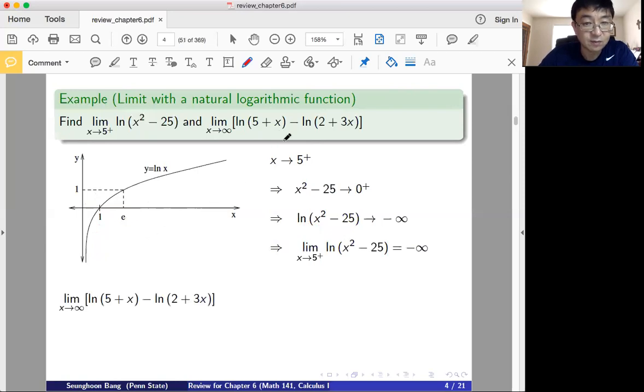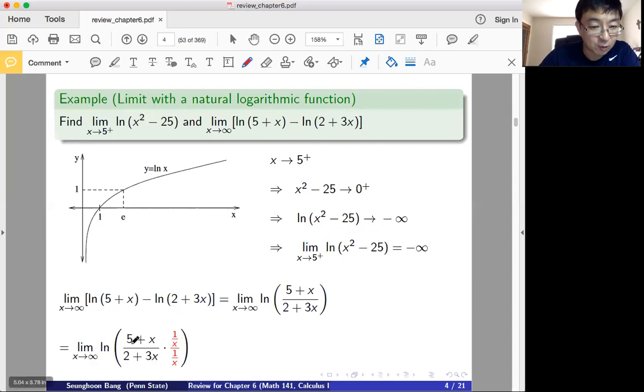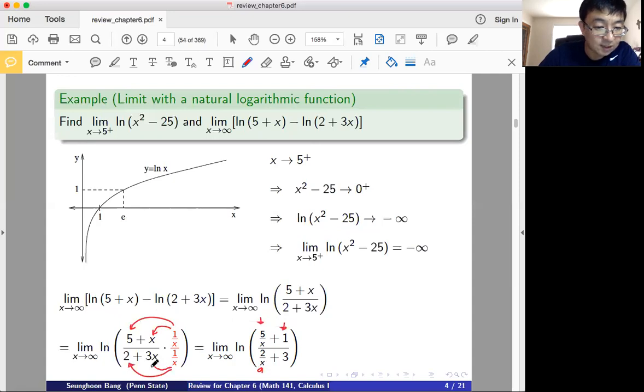Second one. You can plug infinity into x. So what happens? Infinity minus infinity form. How can you solve? You can combine into only one ln. Next, you can divide top and bottom by the highest power term in the bottom, like x. You distribute 1 over x. 5 times 1 over x is 5 over x. X times 1 over x is equal to 1. The 1 over x times 2 is 2 over x. The 1 over x times 3x, x is crossed out, only 3.